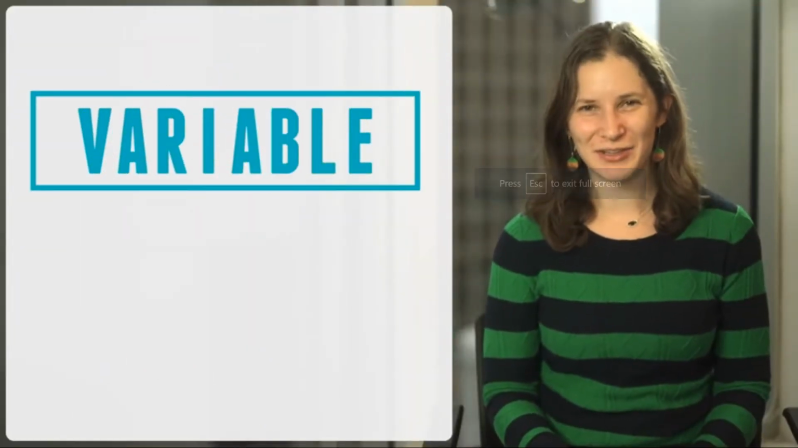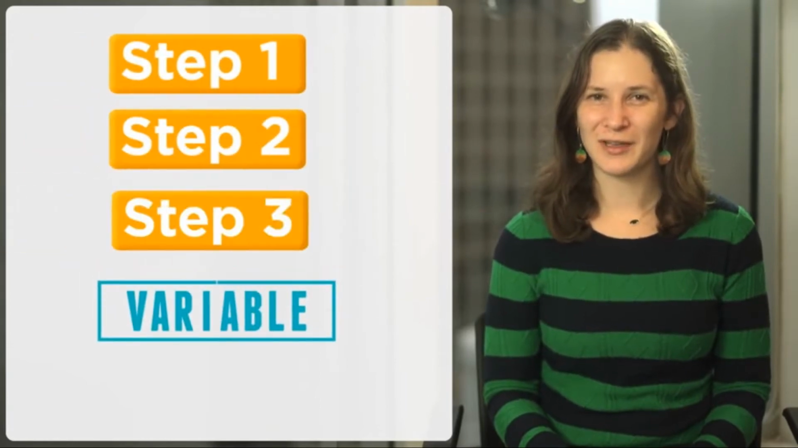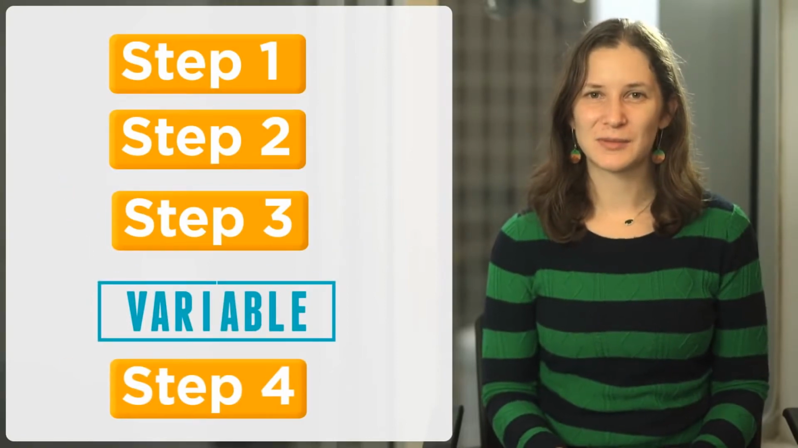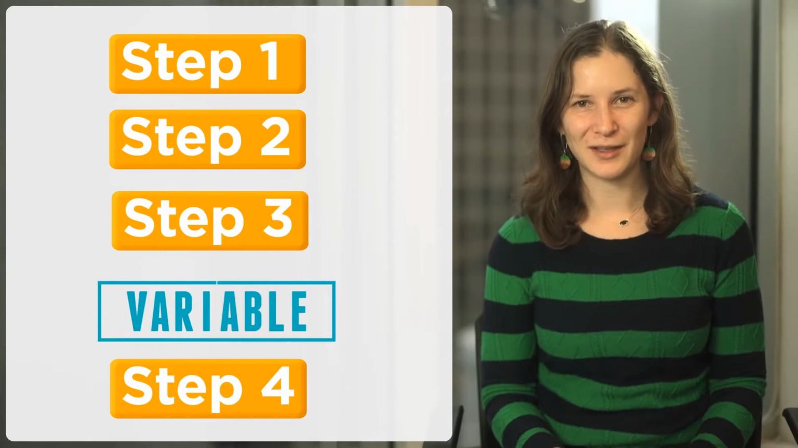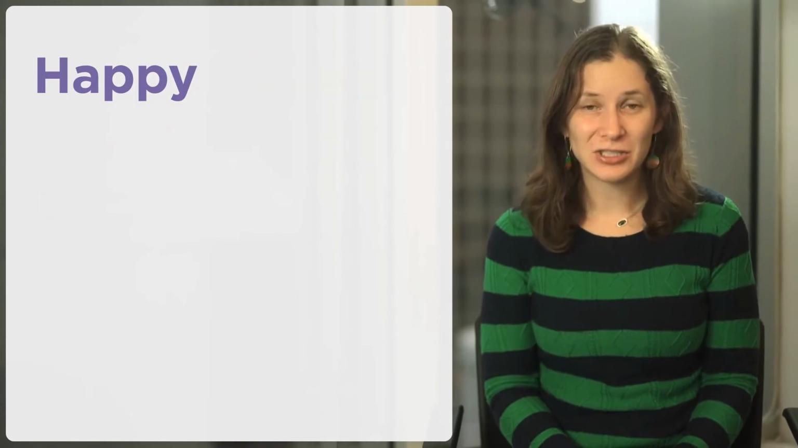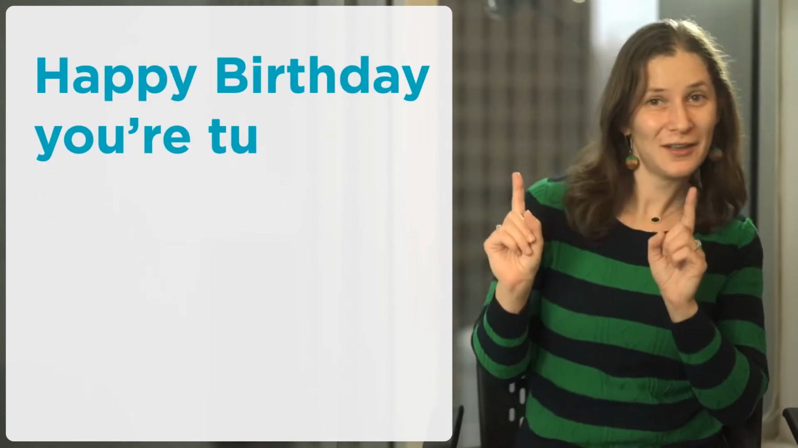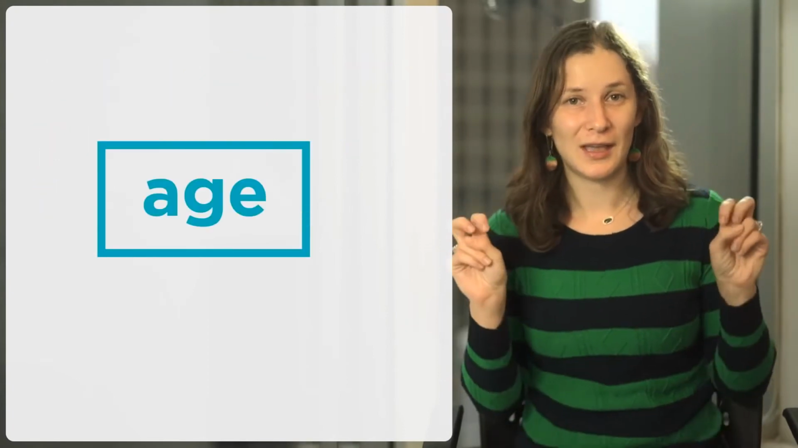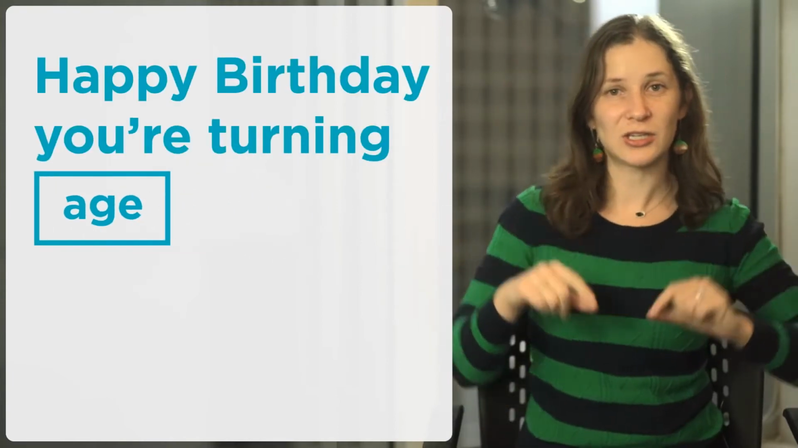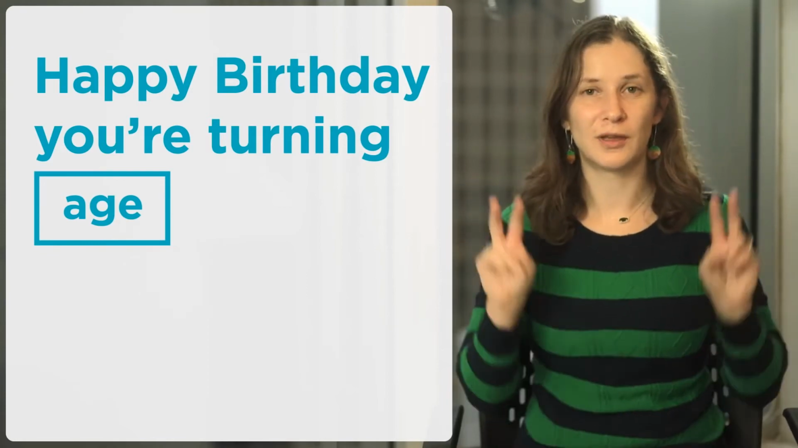A variable is a container that you can store a value in. When you use that variable in an algorithm, it opens up the container and looks at the value inside. This lets you write smarter algorithms that behave differently depending on the values stored in the variable. For example, if you wanted to write an algorithm to say, "Happy birthday, you're turning 10," to my little brother, that's great now, but when I run it next year, I'd want it to say, "Happy birthday, you're turning 11." I could create a variable called age to store my brother's age and write my algorithm to say, "Happy birthday, you're turning age" instead. Because variables can change, each year I can update the variable age to equal age plus 1.